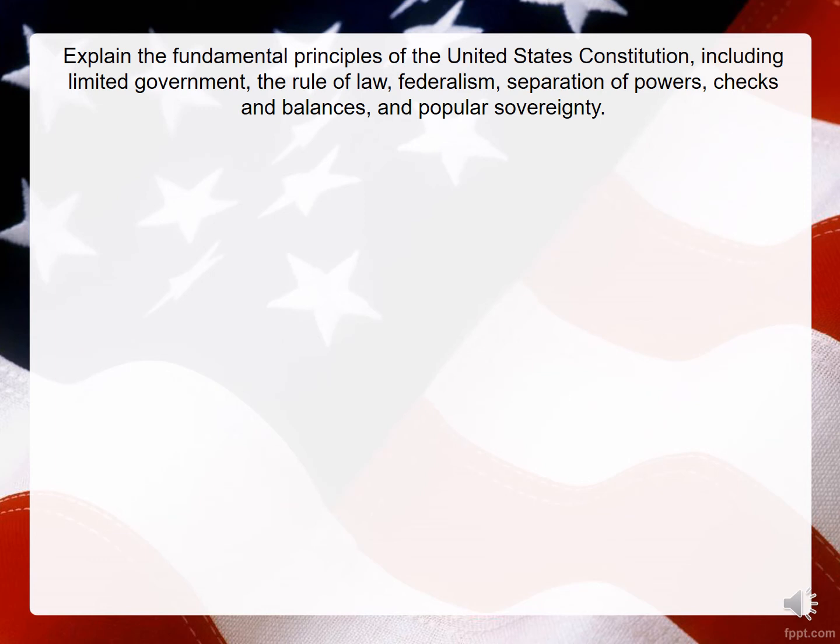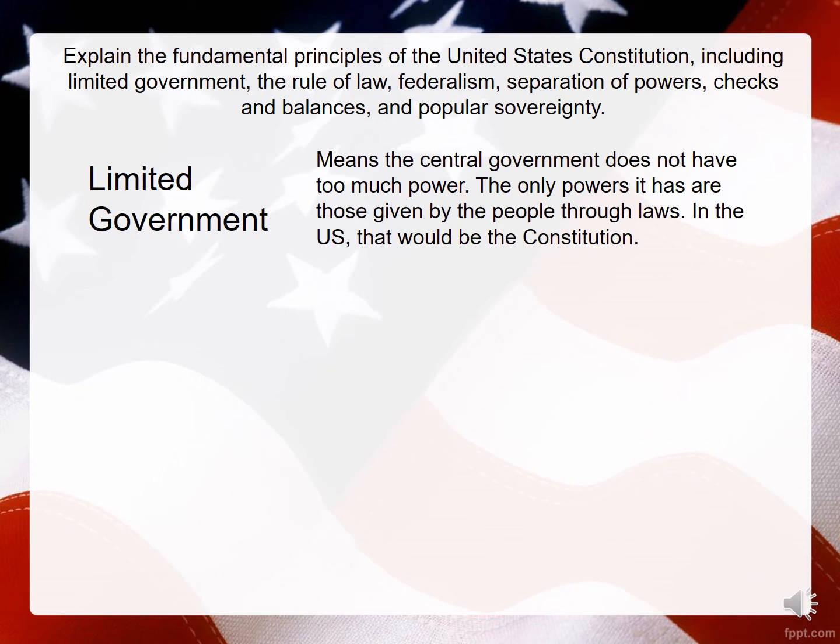Now we're going to look at some of the fundamental principles of the United States Constitution, including limited government, the rule of law, federalism, separation of powers, checks and balances, and popular sovereignty. Again, these should be very familiar to you as we go through. Of course, limited government is where the central government does not have too much power, and the only powers that it has are those given by the people through laws. Those laws would be found in the United States Constitution.